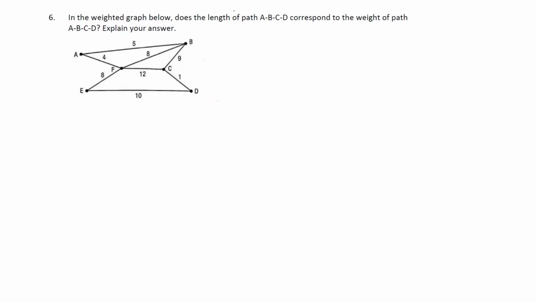Question 6 says, in the weighted graph below, does the length of the path ABCD correspond to the weight of that same path? We're going from A to B, B to C, and C to D. We look at the weight, and it's 5 plus 9 plus 1, which is 15. But of course, the length of the path, there are only 1, 2, 3 edges. So the length is just 3. So clearly, the weight and the length are not the same.